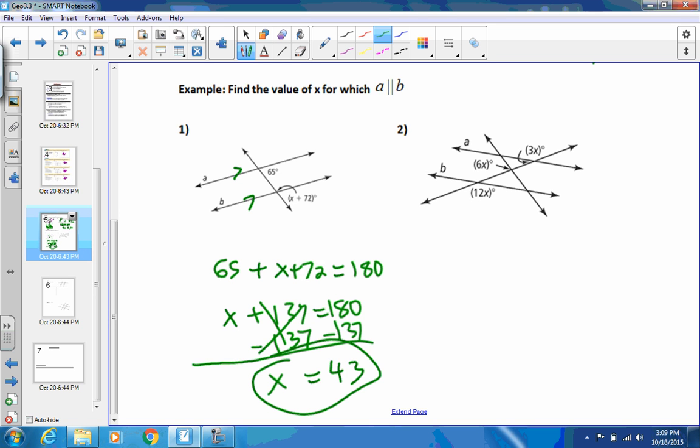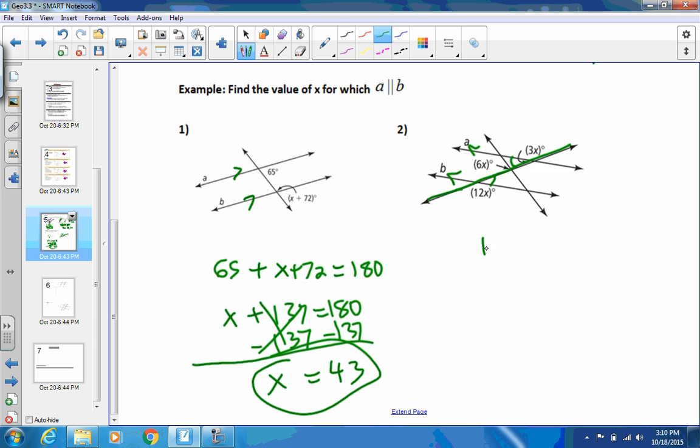Now number two, we've got a bit of a complicated looking picture here, but let's see. We are assuming that A and B are parallel, and if this is our transversal right here, and we're looking at this angle right here, this angle would be congruent to this angle. Those are alternate interior. So that would mean that 12x and the 3x would be supplementary, because this is a linear pair here.